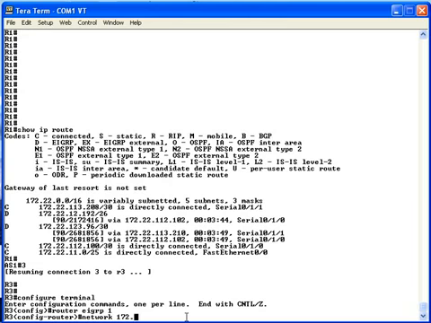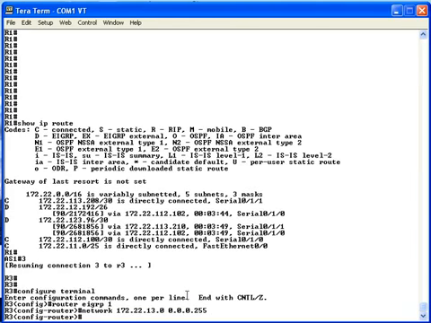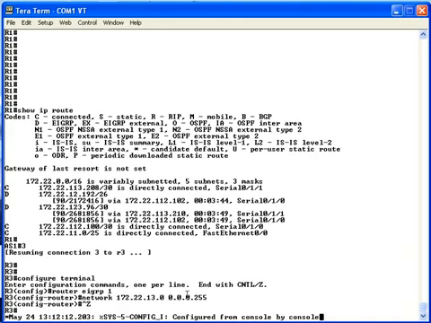So in this case, we'll try network 172.22.13.0 with a 0.0.0.255 wildcard mask. Now in this case, that matches all interfaces whose first 3 octets are 172.22.13, which does indeed include router 3's LAN interface.